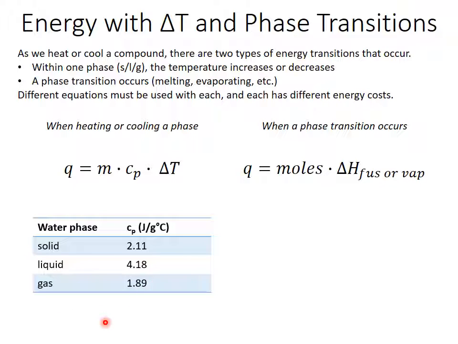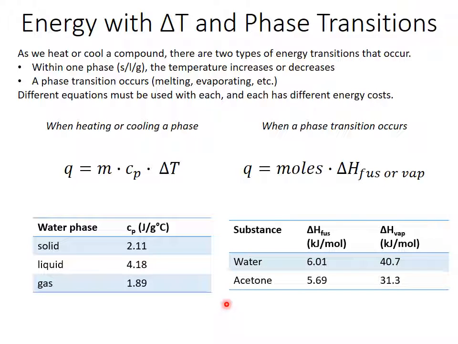The other equation that you may need to use is the one that describes phase transitions. This is the heat equals the moles times the molar heat of fusion or vaporization. And this one's going to depend on both the substance and the molar amount. And it's going to depend upon whether you're melting or freezing, so that's the heat of fusion you would want for that. Or if you're evaporating or condensing, then you want the heat of vaporization. Now this delta H is always in kilojoules per mole.